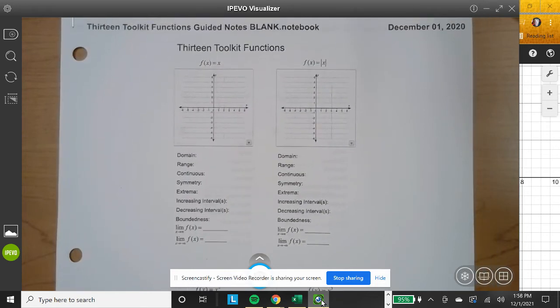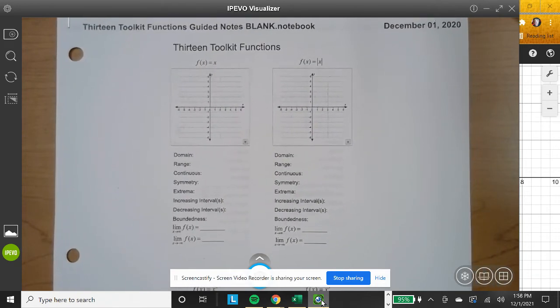All right, I'm going to go over some notes for the 13 toolkit functions. They're called toolkits because when we think about the equation y equals x or absolute value of x, we need to have a picture of them in our mind when someone says those words. The graph of y equals x looks like, and we have to have that bing go off in your brain, and you know what it looks like.